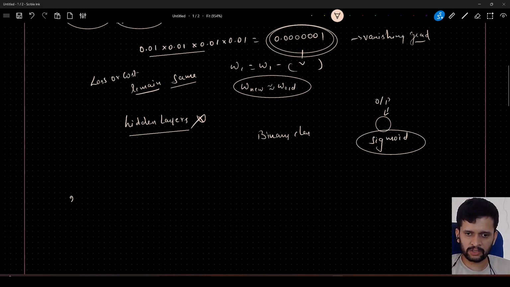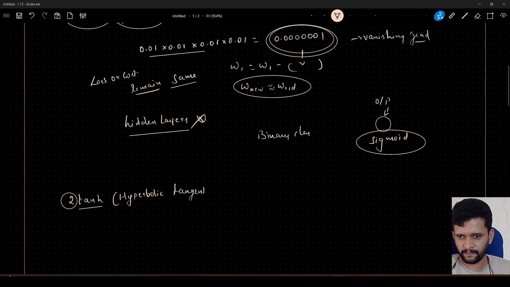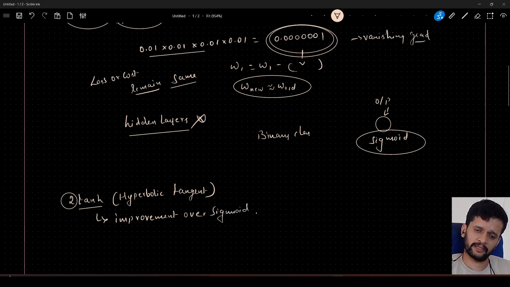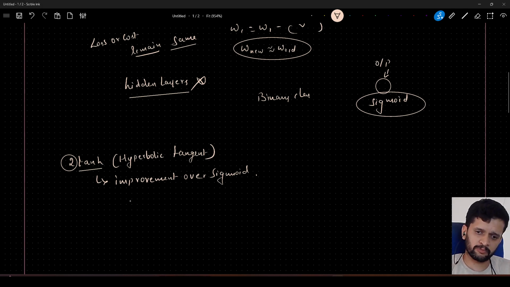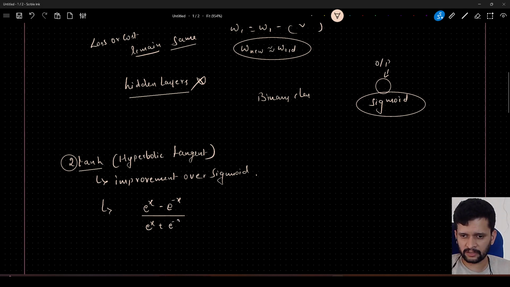Now let's talk about Tanh. It's short form for hyperbolic tangent. So we can also call this a little bit of an improvement over our sigmoid. So how? I will tell that now. Okay. So what's the formula for Tanh? It is e to the power x minus e to the power minus x, divided by e to the power x plus e to the power minus x. So this is what the tanh function looks like.